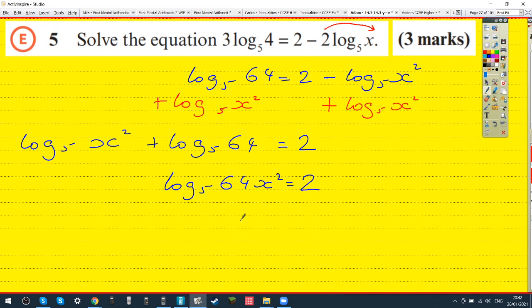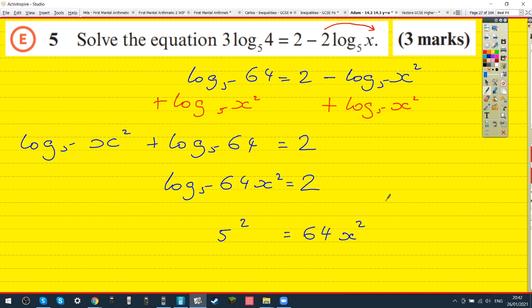And then you make it equal to 64x squared, right? So you make it 5 squared. Yep, well done. Not log 5 squared, just 5 squared. Okay, 5 squared equals 64x squared. And then you can square root both sides.